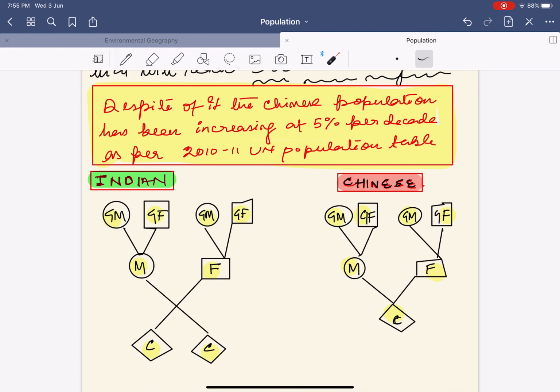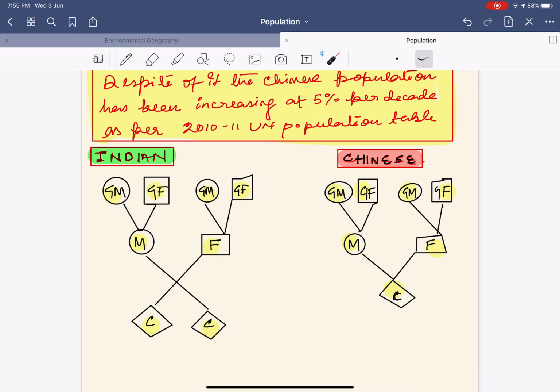Now, let us understand the Indian and the Chinese antinatalism. In India, see, you have a grandmother, a grandfather, there would be a mother, and there would be a child, your male child, female child, they can marry and they can have two children. But in the Chinese case, it's completely opposite. Only one child. Now, I hope this is completely clear.